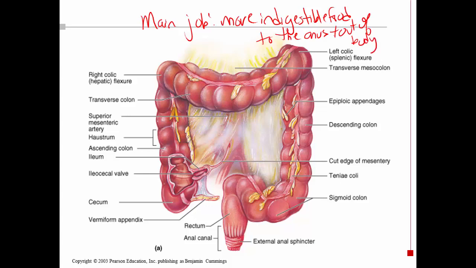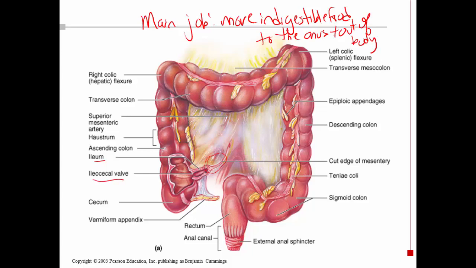So if we take a look here, right here is where the ileum is. It's the end of the ileum, the end of the small intestine, and it's emptying into the beginning of the large. Here's the ileocecal valve that controls the movement.